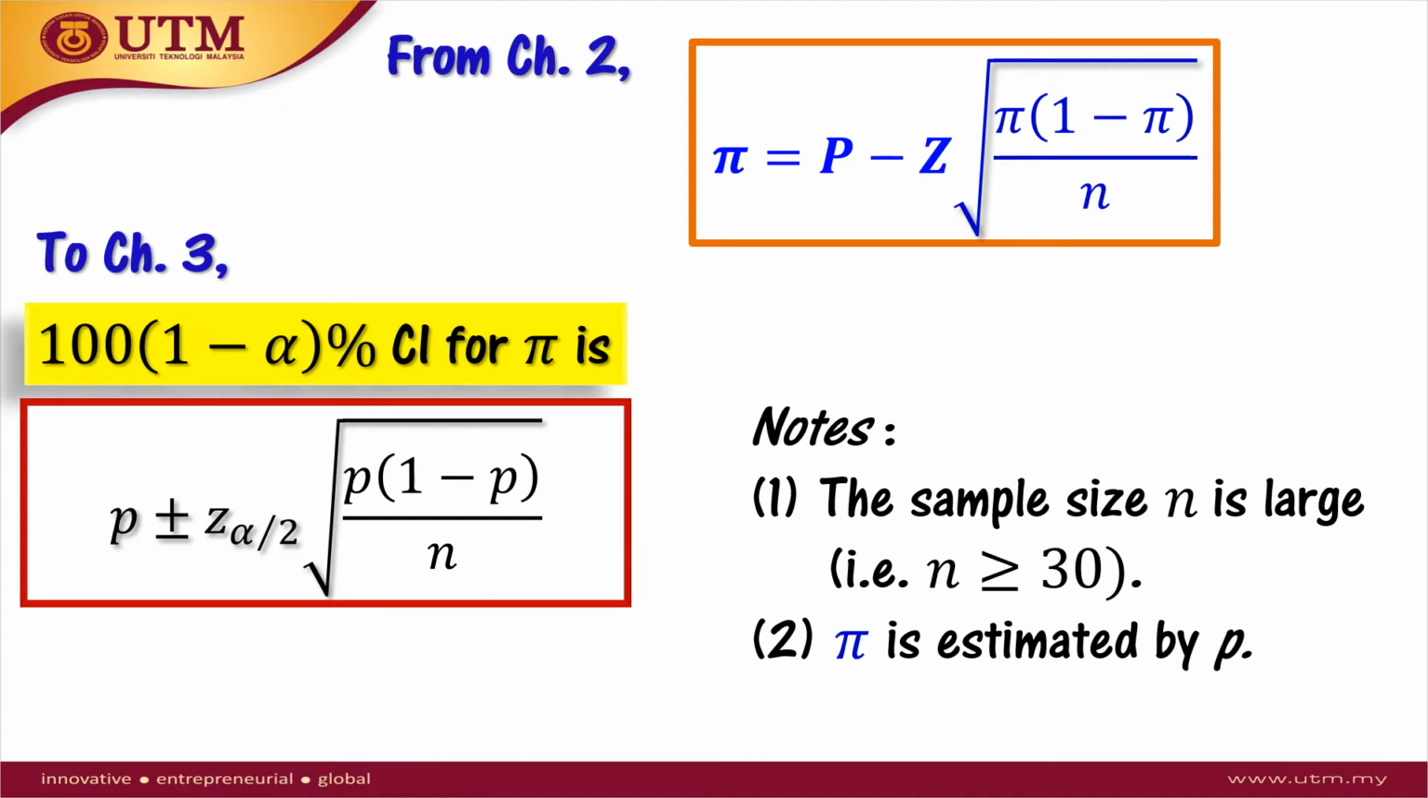And finally, unlike constructing a confidence interval for mu where we had 3 cases, here we only have 1 case. That is, in constructing the confidence interval for the unknown population proportion of success or failure, we only use Z in the formula, besides the sample proportion p and the sample size n.